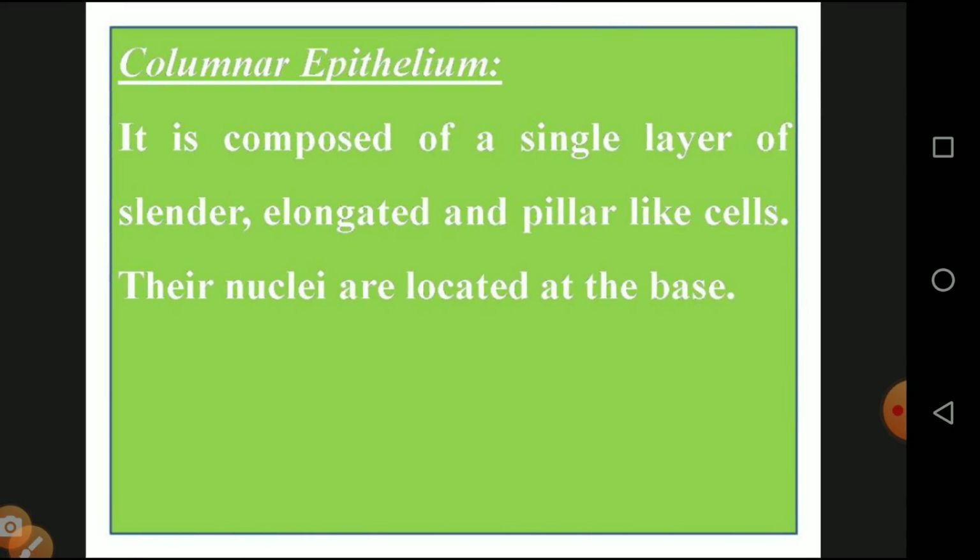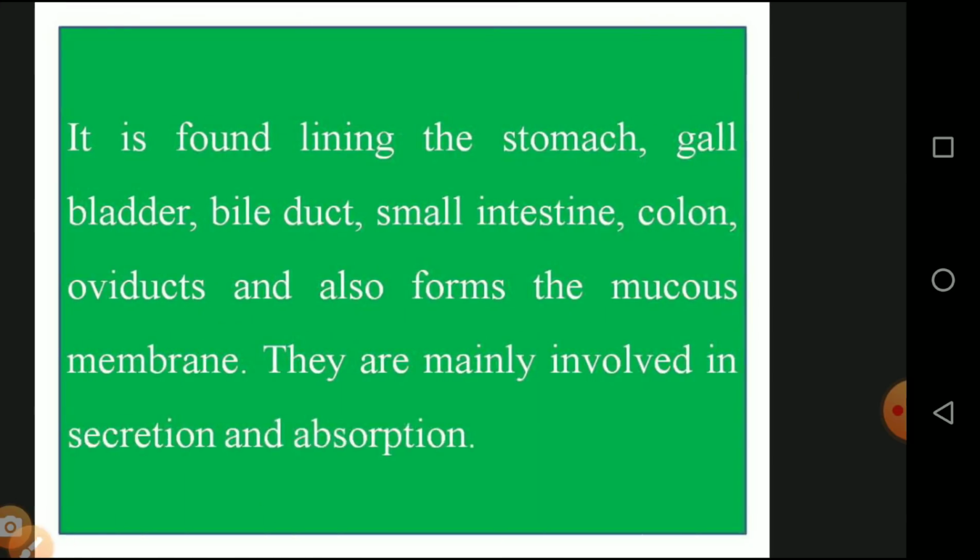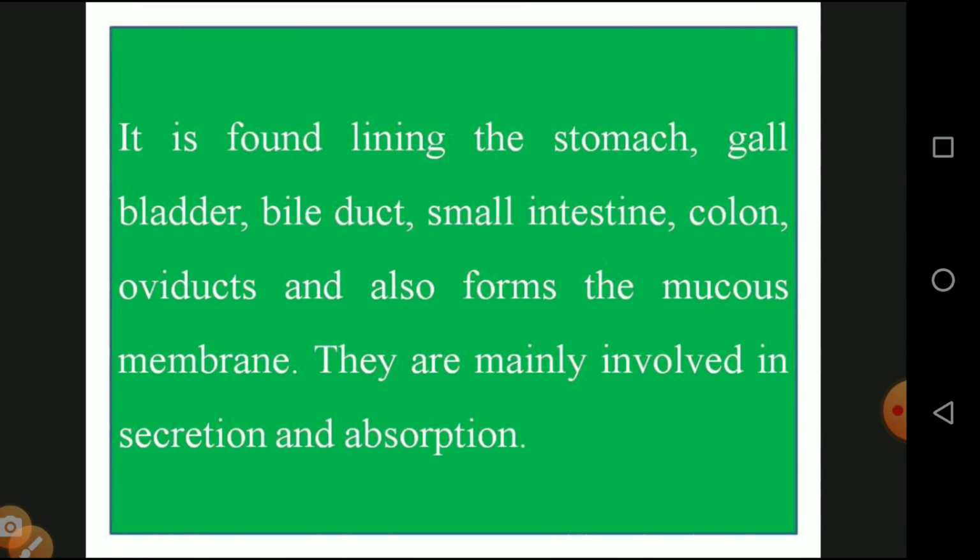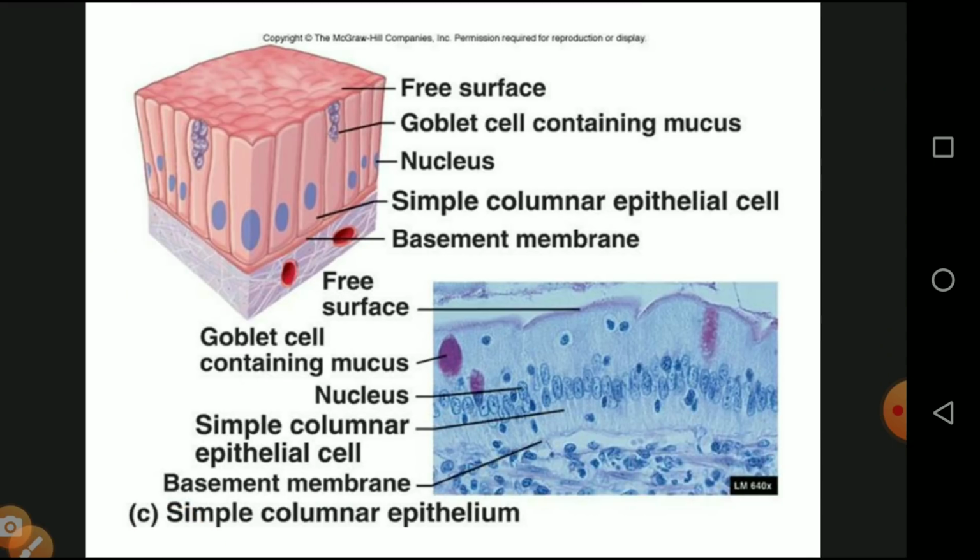And the third one we are seeing is the columnar epithelium. It is composed of a single layer of slender, elongated, pillar-like structures. So column means a pillar-like structure. The nucleus is located at the base. It is found lining the stomach, gallbladder, liver cells, bile duct, small intestine, and oviduct, and also forms the mucous membrane. It is mainly involved in secretion and absorption. And this is the diagrammatic representation of columnar epithelium.